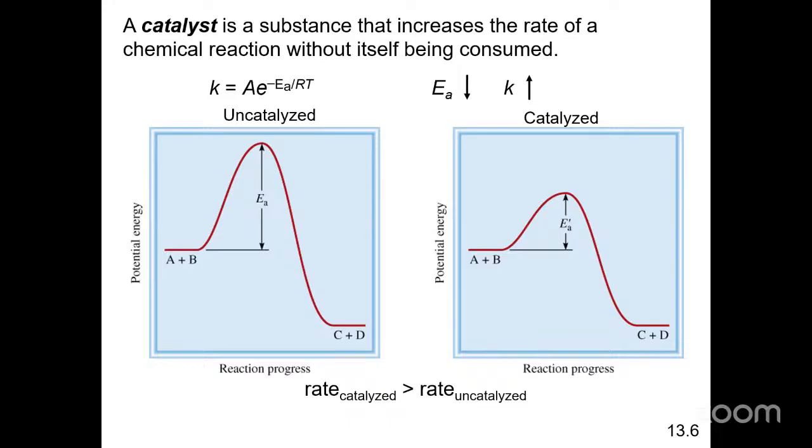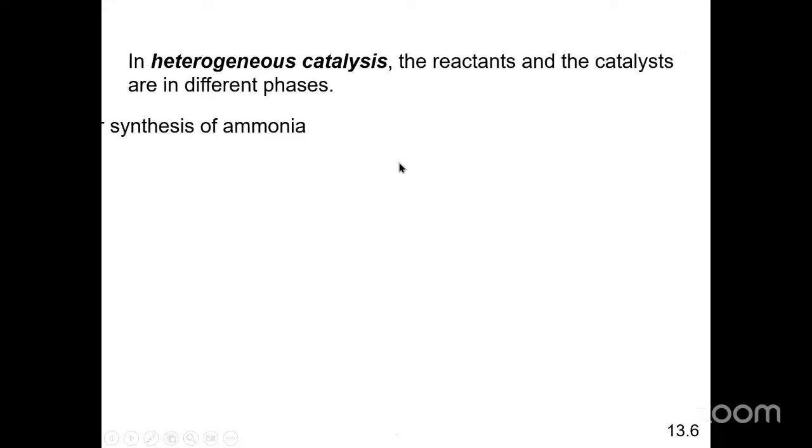Okay, so that's basically what happens when a catalyst is involved in a reaction. And also, of course, the activation energy of the catalyzed reaction will be lower compared to that of the uncatalyzed reaction. Okay, so there are two general types of catalysis. One is known as heterogeneous catalysis, where the state of the reactants and the state of the catalyst are different, right? And usually the catalyst is a solid, and the reactants would be either gaseous or aqueous or liquid, right?